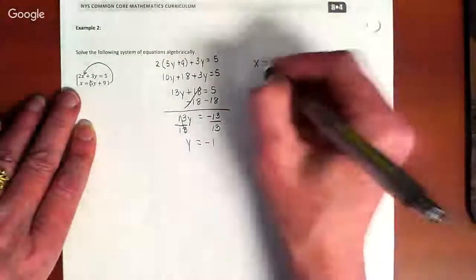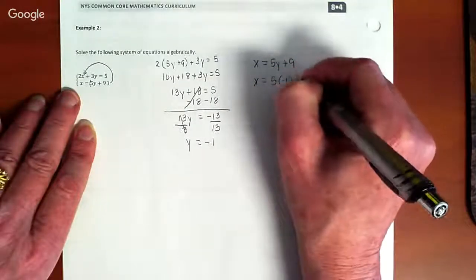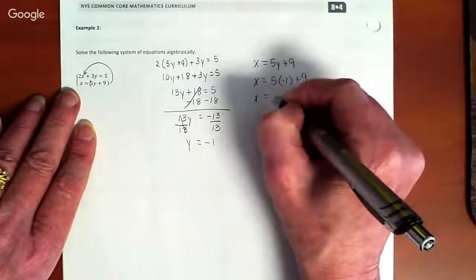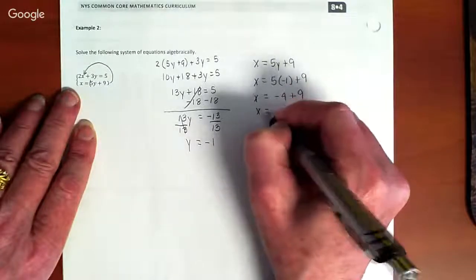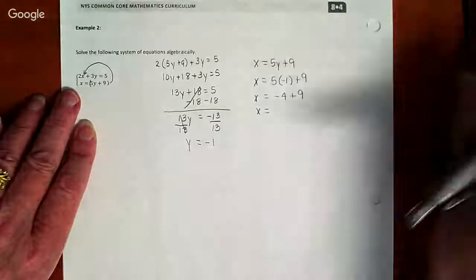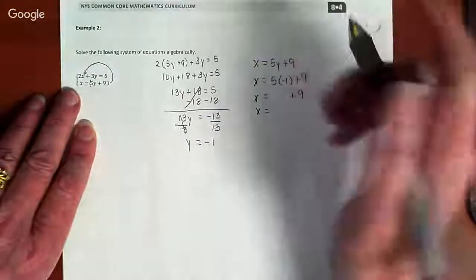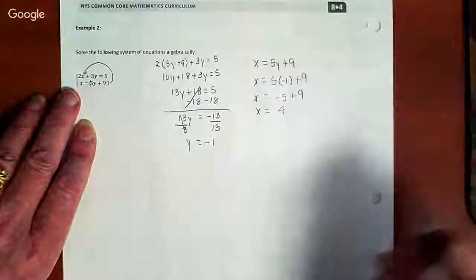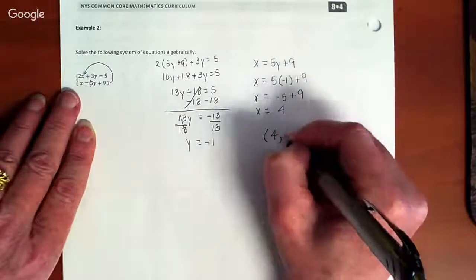So x equals 5 times -1 plus 9. So x equals -4 plus 9. Sorry, I'm multiplying that, not adding it. My mistake here, guys. Sorry, -5. So this equals 4. So my solution here is (4, -1).